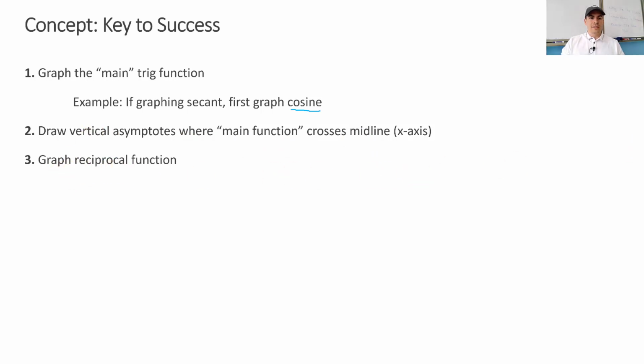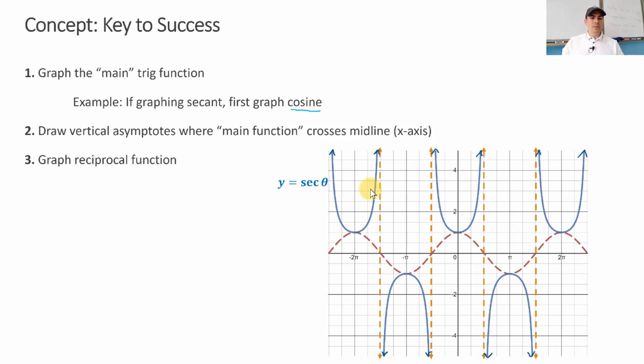So let's take a look at this example here of secant. I have y equals secant theta, that's here in blue. And what I have here for a reference is y equals cosine theta. Notice here, where we are crossing our midline, we have these vertical asymptotes. Now, why do we have these vertical asymptotes?